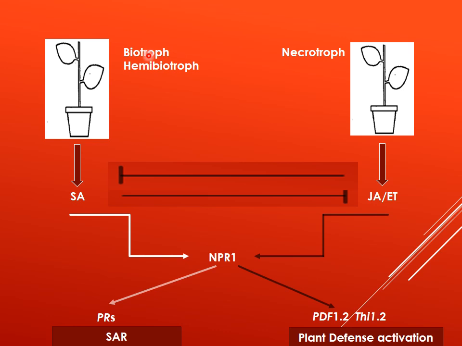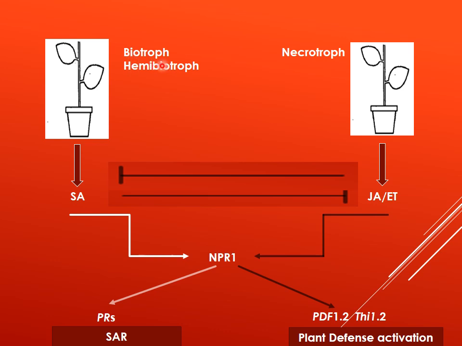Similarly, in between the biotrophs and the necrotrophs, there are the hemibiotrophs. Hemibiotrophs are those plant pathogens which first live as a biotroph, meaning they live in the living tissue, and later they kill the tissue and start living as a necrotroph, meaning in the dead tissue. Pseudomonas syringae is an example of a hemibiotroph. So biotrophs and hemibiotrophs are initially the same.